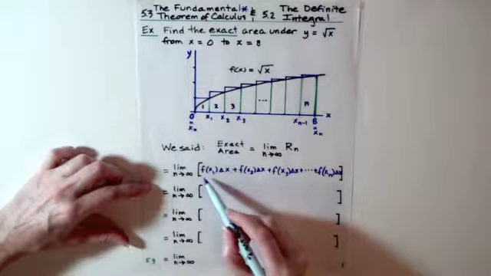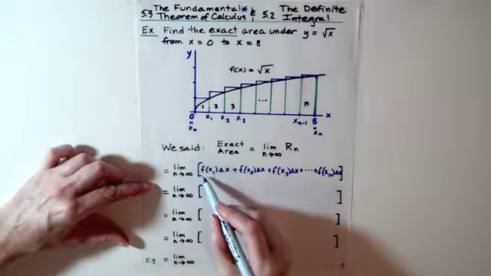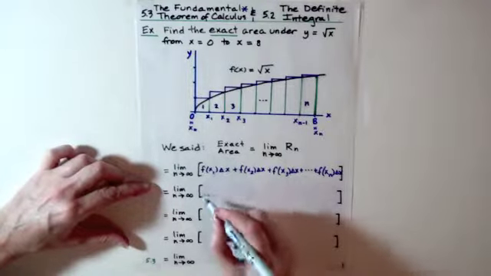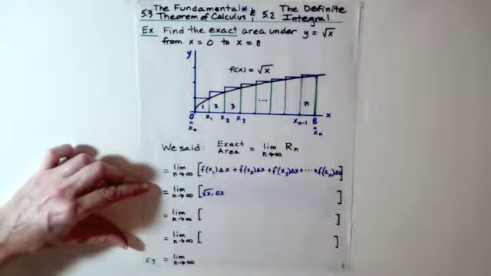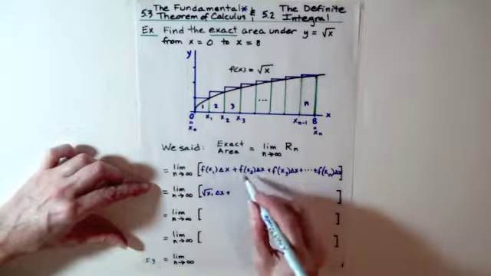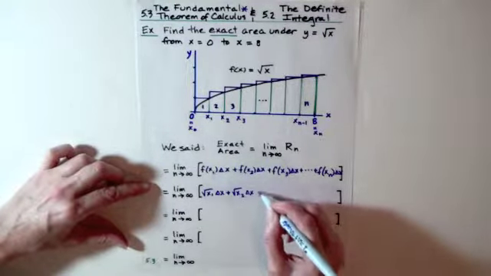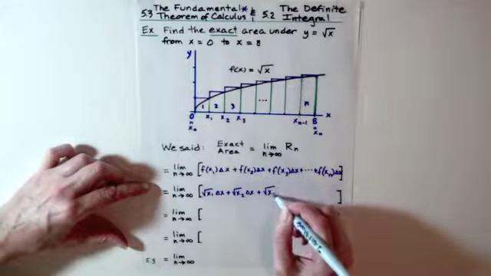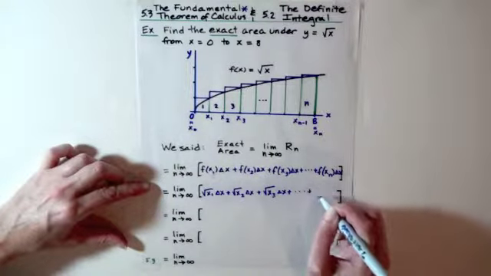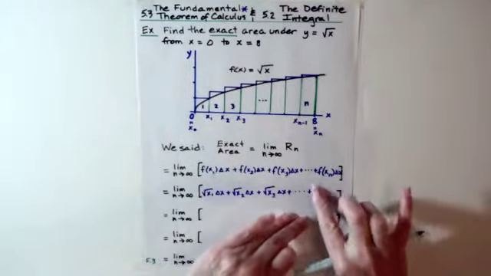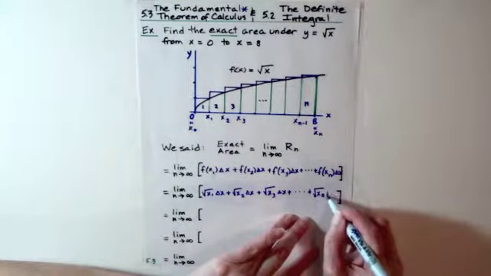Well, I know what f of x is. f of x is square root of x. So I can actually figure out what f of x1 is for this particular example. That would just be square root of x1, and I multiply by the width of my subinterval, delta x. In the same way, the next term, f of x2, would be square root of x2 times delta x. And then I would have square root of x3 times delta x. I'll put my plus dot dot dot for the missing terms, and my last term would be square root of xn times delta x.